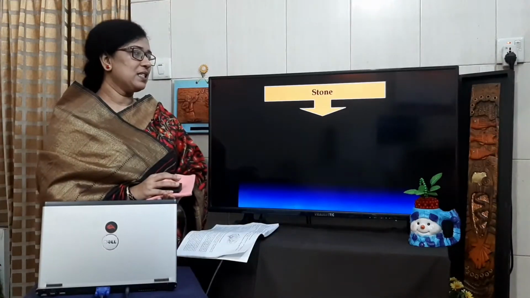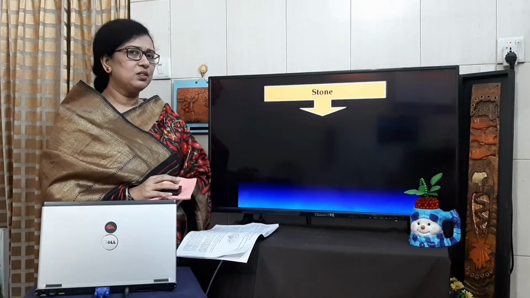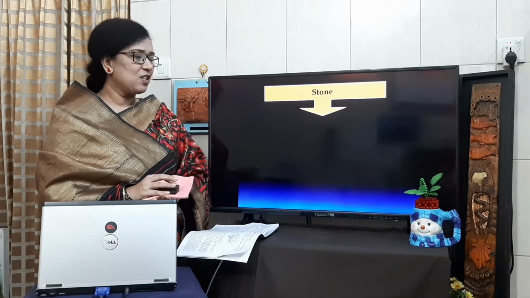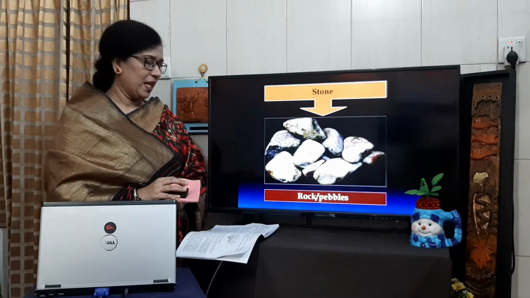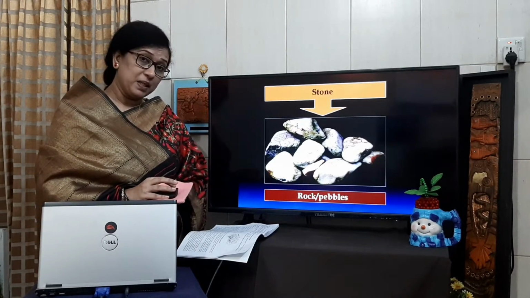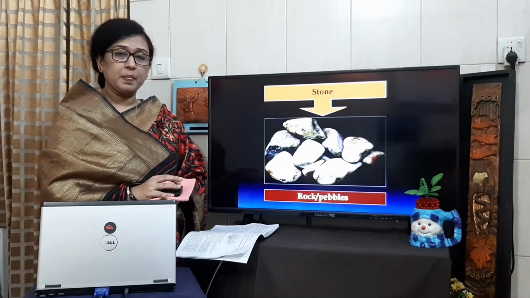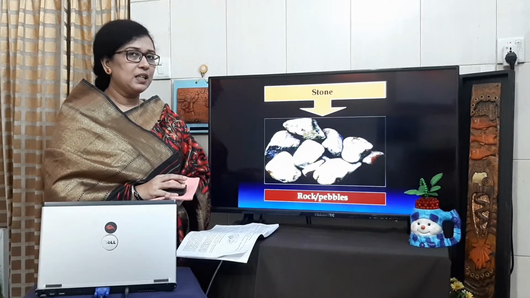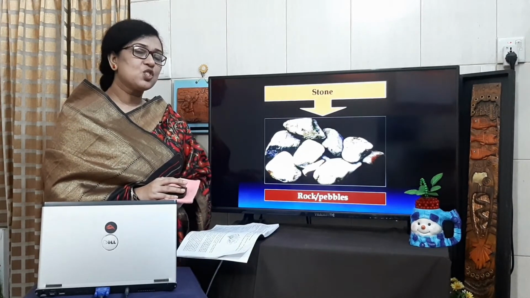The next one is stone. Have you ever seen any stone? Yes, I think so. Because we know them, these are stones. That means rock or pebbles. We have heard the story, a thirsty crow. Then we write that there were some pebbles. So pebbles means stone.